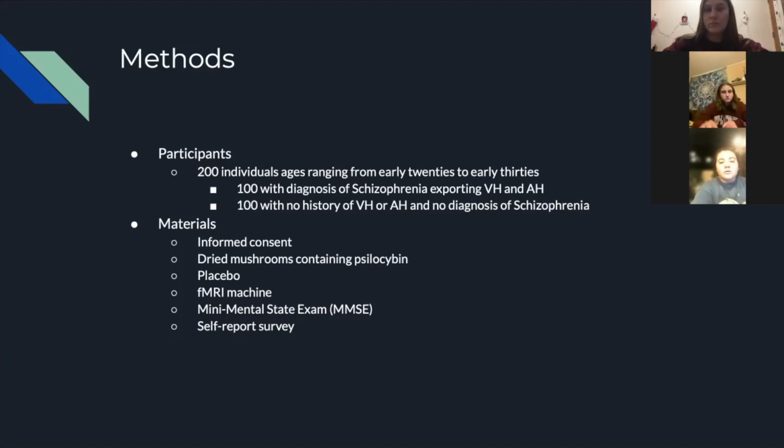We will start our mock study with an informed consent, so that the participants know what they're getting into. They are allowing us to do this mock study to them. We will then have them fill out a mini mental state exam and a self-report survey. We will then take a brain scan of all the participants in an fMRI machine to get a baseline. We will then give the participants the placebo or the dried mushrooms, containing the psilocybin to induce the hallucinations. About an hour after they are consumed, we will take another brain scan to get a reading of the participants' brains on the placebo or on the mushrooms.